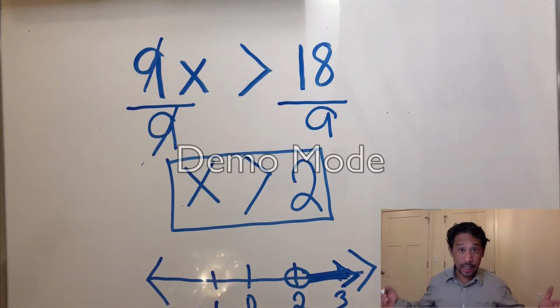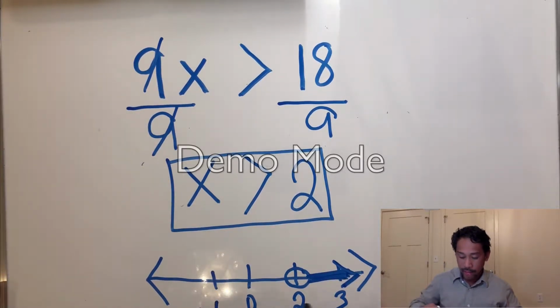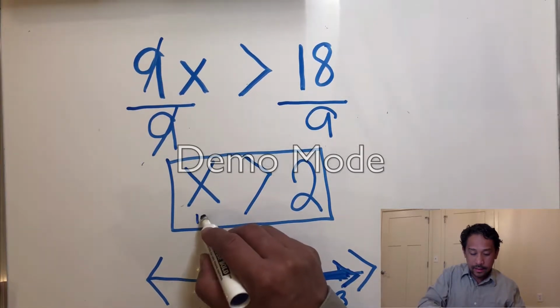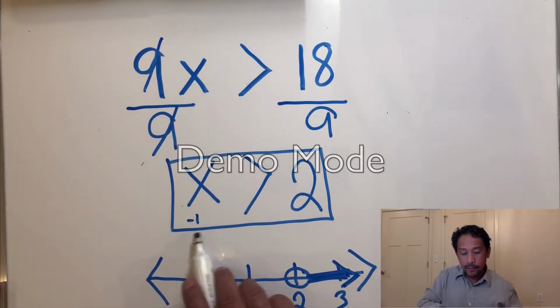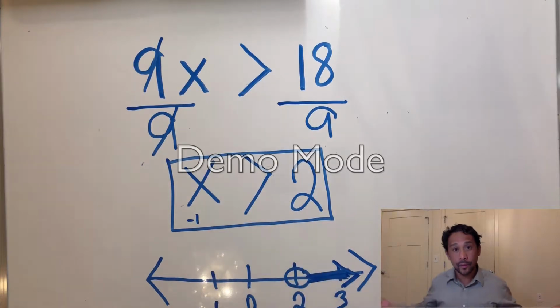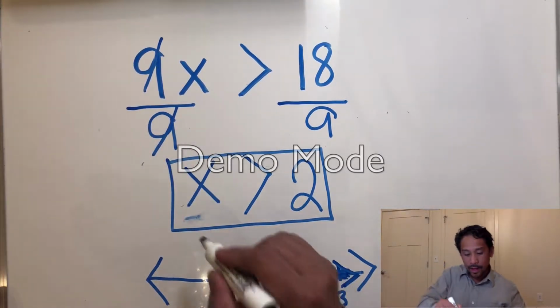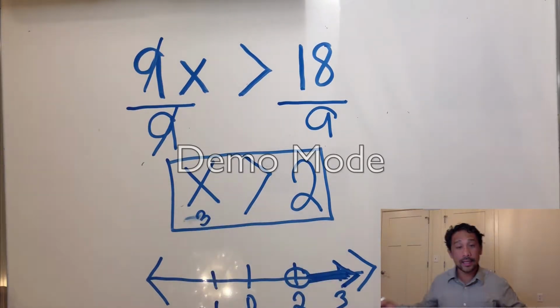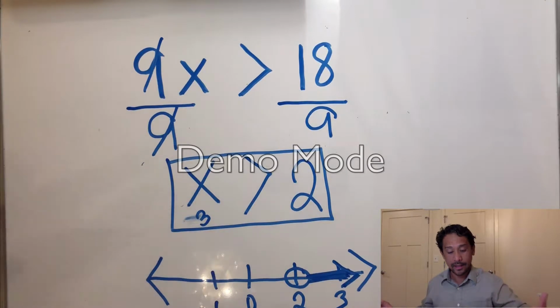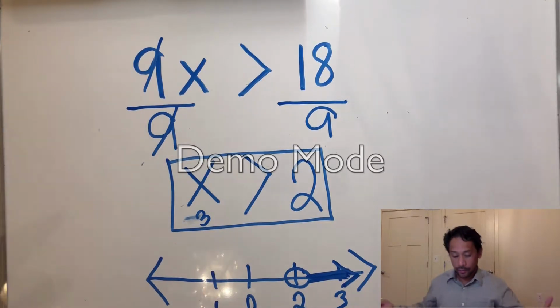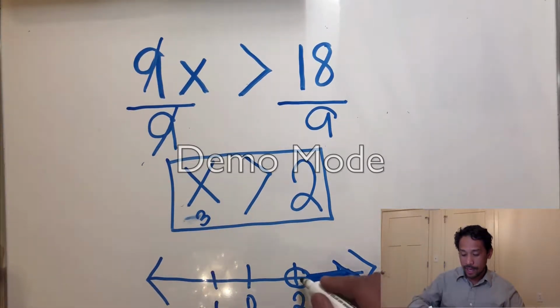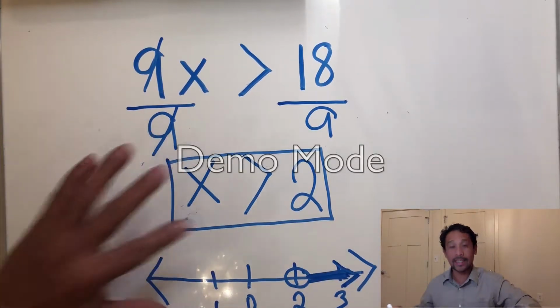Now, how do I check if I have the right direction for my graph? If I substitute the value of negative 1 here, is negative 1 greater than 2? Of course not. So I know that that does not go there. How about if I substitute 3 over here? Is 3 greater than positive 2? Of course. So I know that my graph goes on this side.